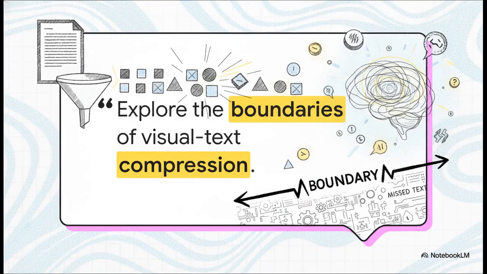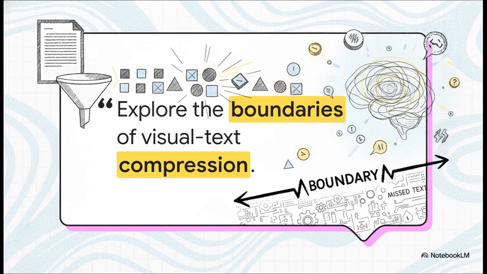The project's official mission statement is actually incredibly simple yet super ambitious. It's to explore the boundaries of visual text compression. And really, this hits the nail on the head for the fundamental problem they're tackling. When you hand an AI an image of a document, it has to convert those pixels into a format the language model actually understands, which is tokens.